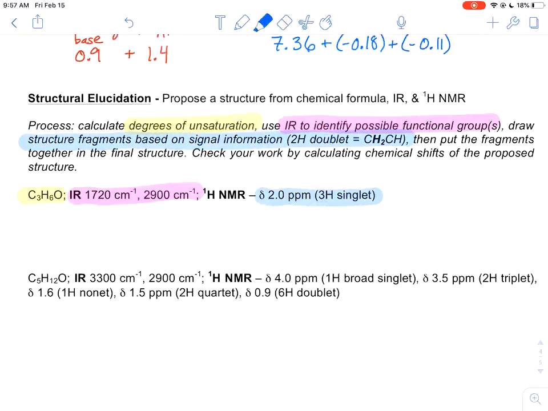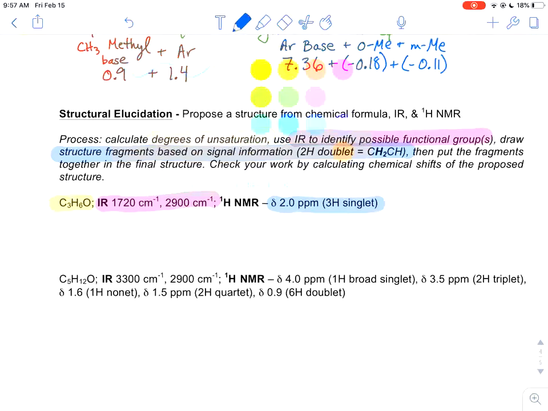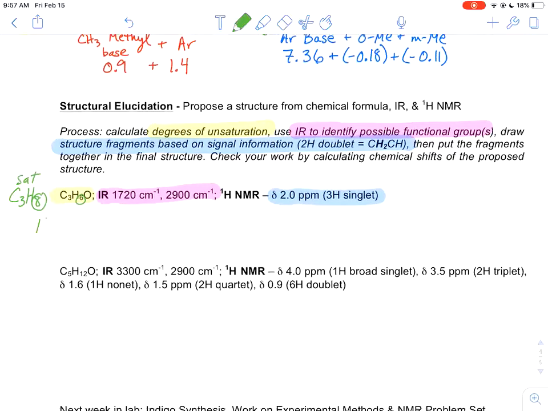All right, so here we have our molecular formula for our first example: C3H6O. We're going to compare it to the fully saturated formula, CnH2n+2. If it was fully saturated, it would be C3H8. You can see there's a difference of 2 protons, which means we have 1 degree of unsaturation. That's all we know.